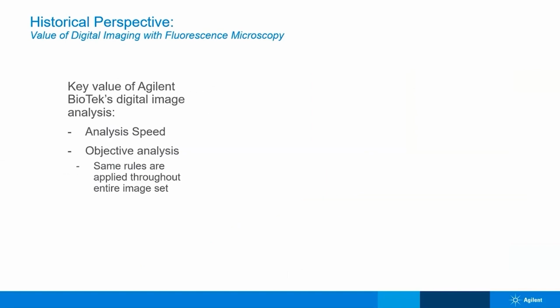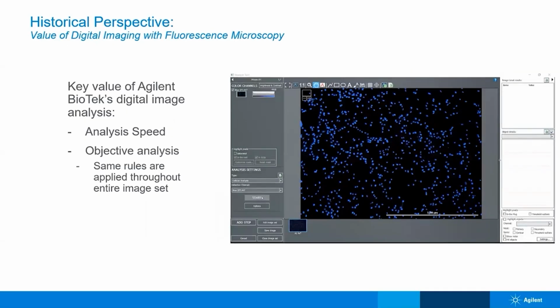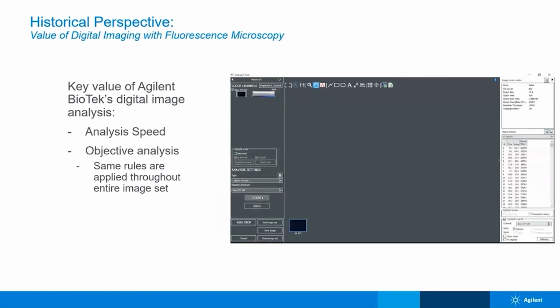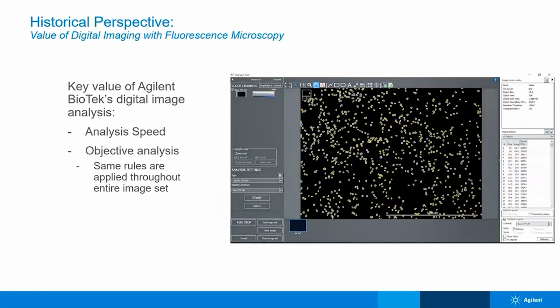When BioTek introduced its imaging product line back in 2013, it incorporated image analysis algorithms right into the Gen5 software that runs our imaging instruments. These algorithms are very fast and they're also completely objective. If you look at this image and you click Start in our software, in only 150 milliseconds, it can count all the cells in this image and measure multiple metrics on every cell.